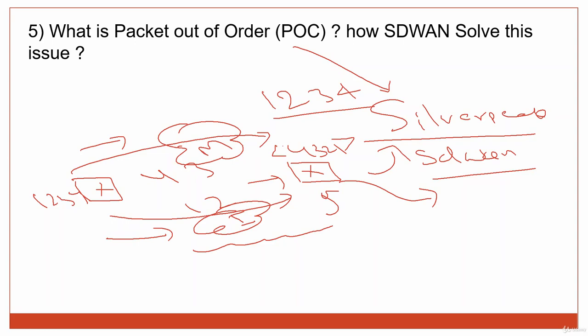Again, if you want to learn more about packet out of order, you can do a little bit of searching on Google and you'll find more explanation. The actual term is POOC, P, double O and C, packet out of order. Okay, all right, so let's stop here.